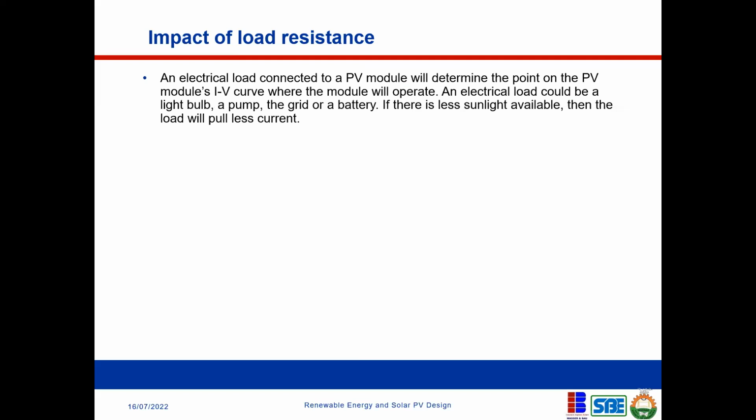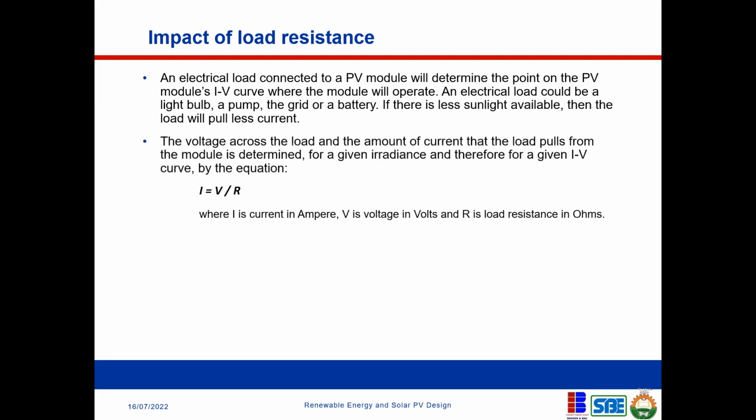So, impact of load resistance. Remember, we have mentioned three things that affect the output of a PV cell. We've talked about irradiance, we've talked about temperature, and this is resistance of the load. Now, an electrical load connected to a PV module will determine the point on the PV module IV curve where the module would operate. An electrical load could be a light bulb, a pump, the grid, or a battery.